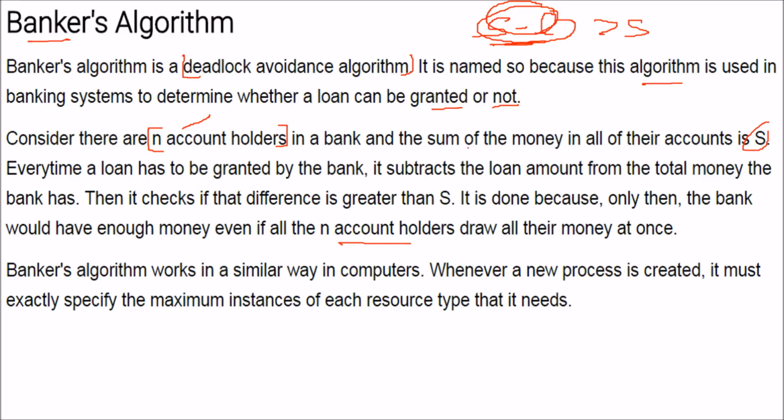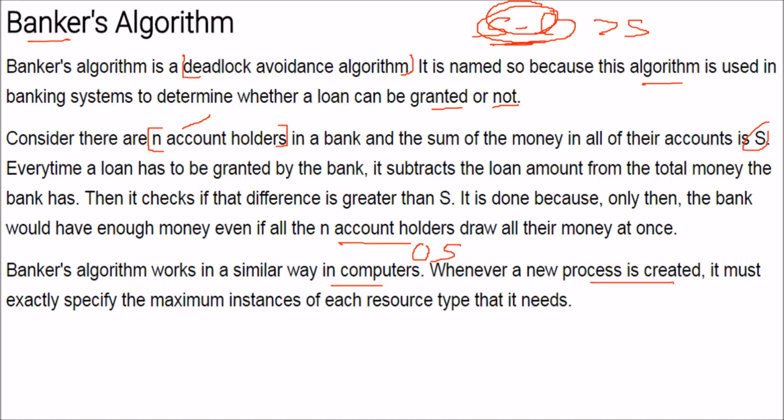If the loan has to be given, the amount which is with the bank should be enough so that it will cater to the requirement of all the n account holders if they come at once. So the banker's algorithm works in a similar way when we talk about computers or operating systems.